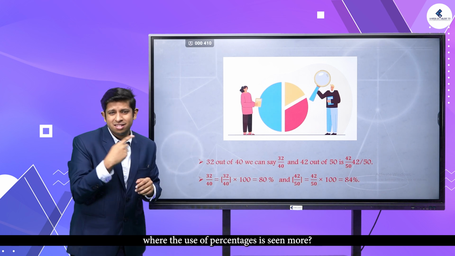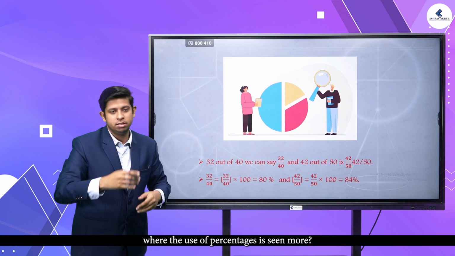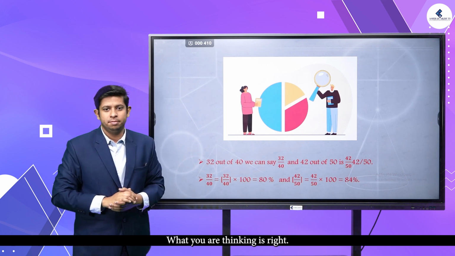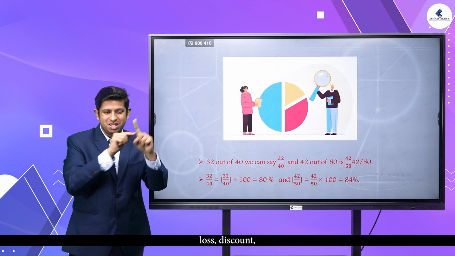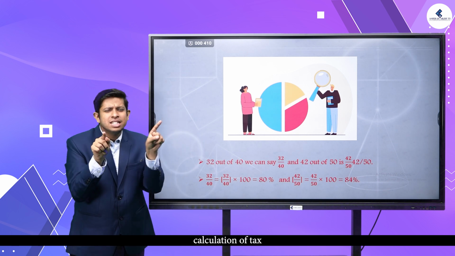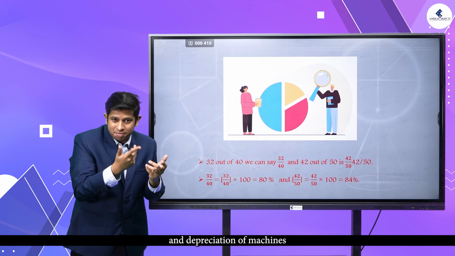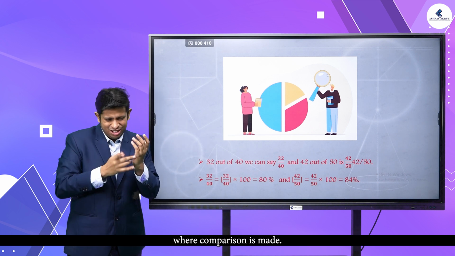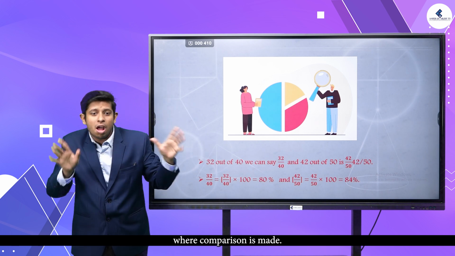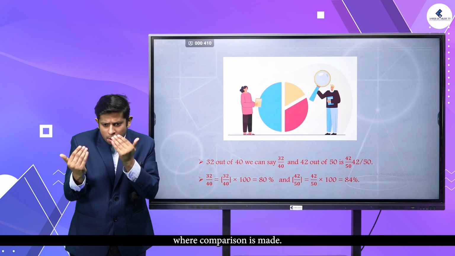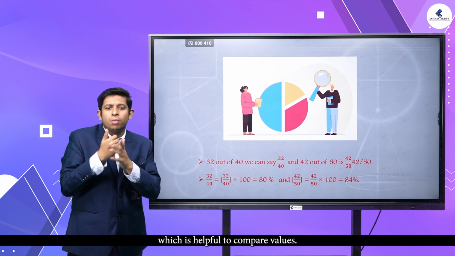Can any one of you say where the use of percentages is seen more? What you are thinking is right. Percentages are used in the calculation of profit, loss, discount, calculation of tax, example GST, interest on investment, growth in population and depreciation of machines and almost everywhere where comparison is made. Also, it is an easy tool which is helpful to compare values.